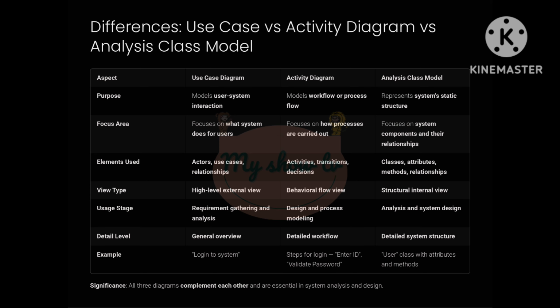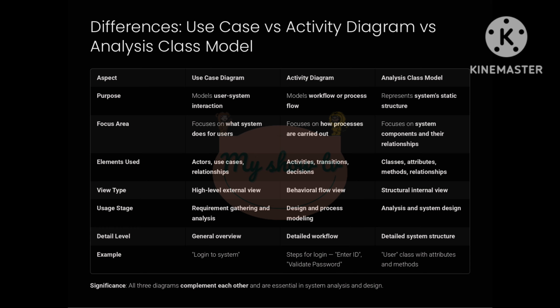Finally, let's understand how use case diagrams, activity diagrams, and analysis class models differ because they serve different purposes. First, use case diagrams focus on what the system should do, that is, they define functionalities and interactions with users. In contrast, activity diagrams describe how those functions or processes are performed, including steps, decisions, and parallel flows. Then, analysis class models focus on the system's internal structure, identifying classes, their properties, methods, and how they relate.